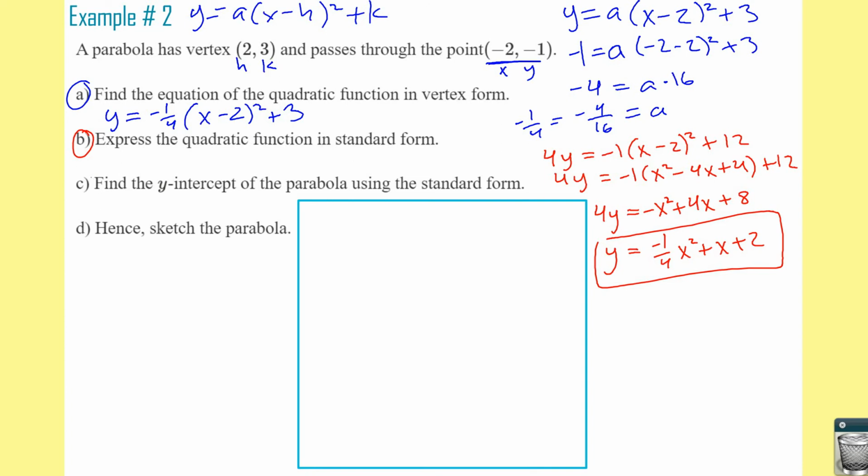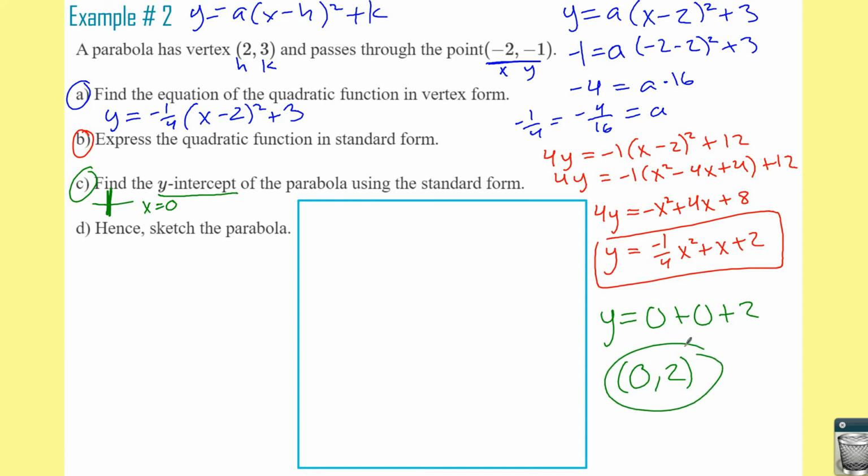Then we want to find the y-intercept using standard form. The y-intercept is when it hits the y-axis, so that's when x must be 0. So if x is 0, we get y equals 0 plus 0 plus 2. So it's always that last one, that constant. So the y-intercept would be 0, 2. You always write it as a point, unless otherwise stated.